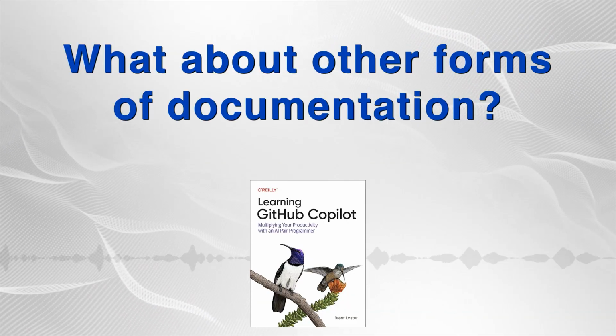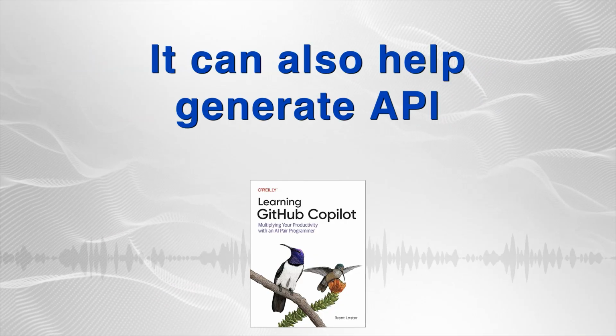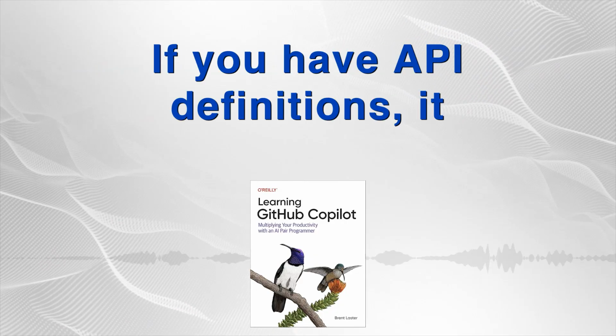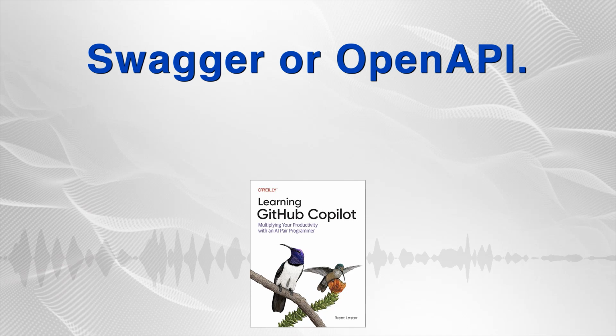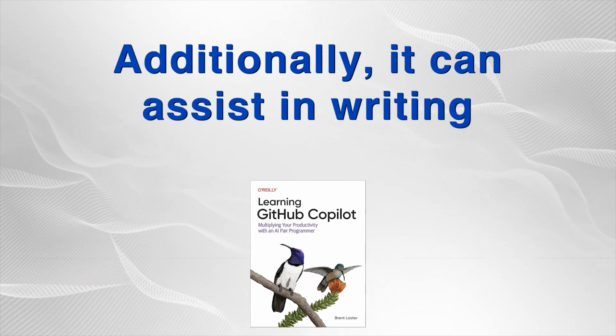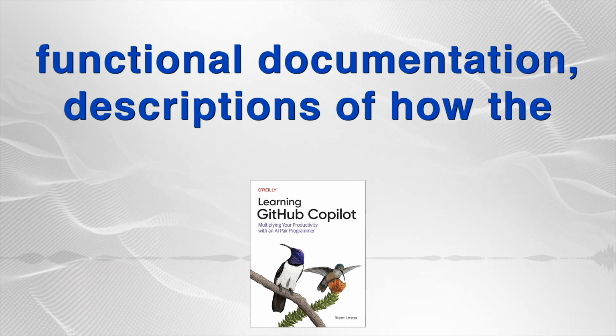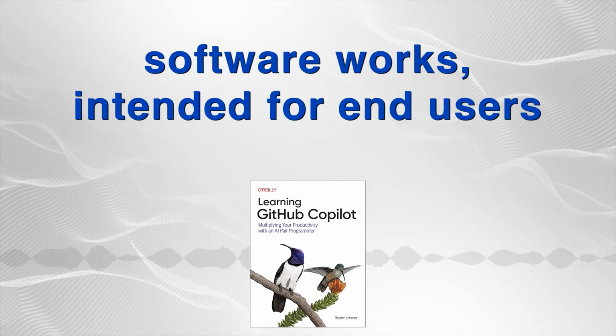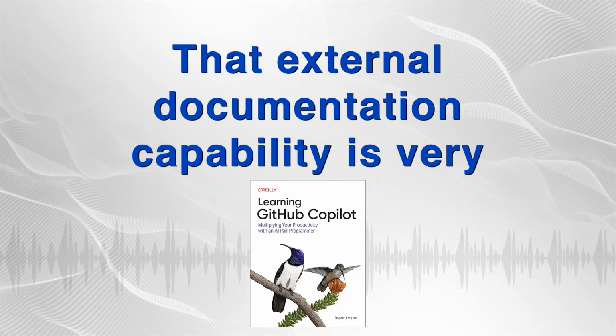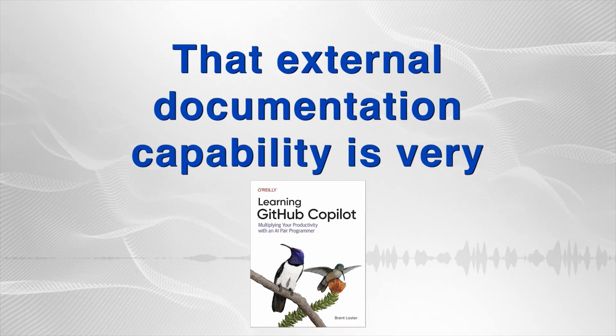What about other forms of documentation? It can also help generate API documentation. If you have API definitions, it can produce documentation in formats like Swagger or OpenAPI. Additionally, it can assist in writing functional documentation, descriptions of how the software works, intended for end users or other stakeholders. That external documentation capability is very useful.